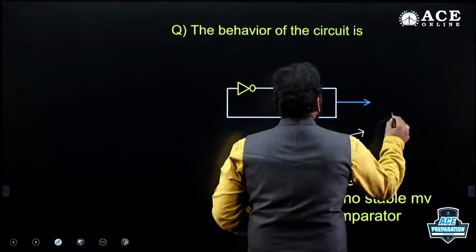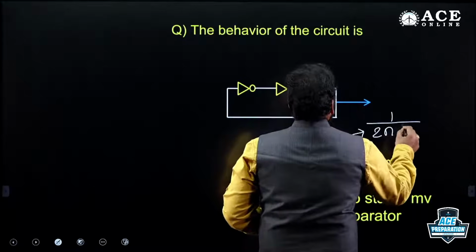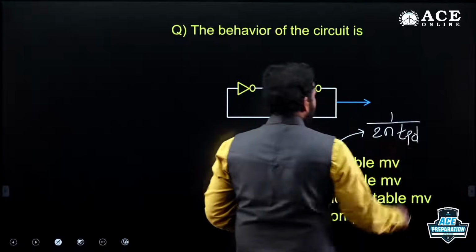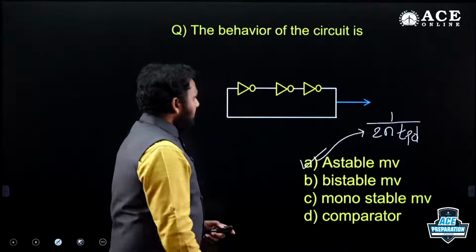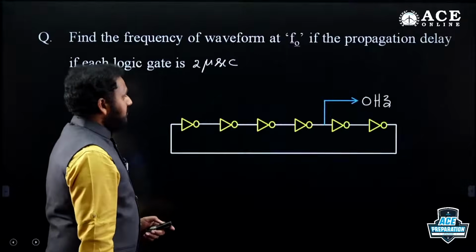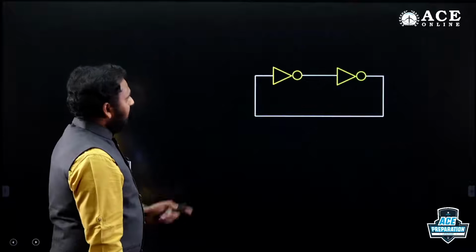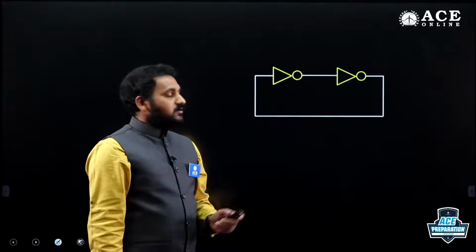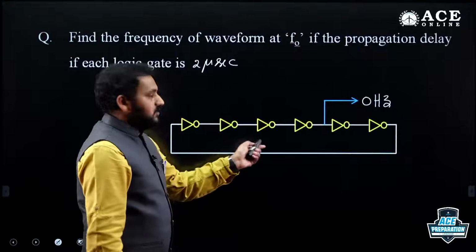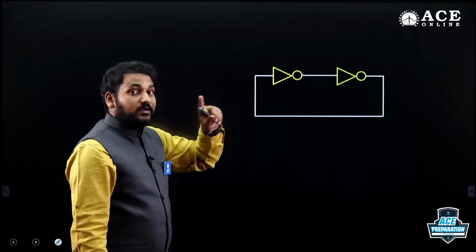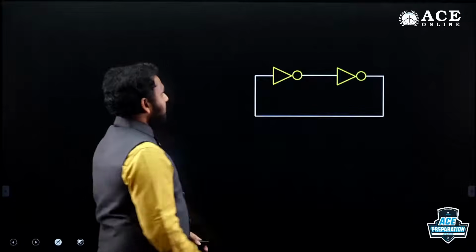Astable multivibrator only. 1 by 2n TPD. Sir, what about this? This is not an astable multivibrator. I'd like to explain it with one simple circuit. This is a modified circuit. See, I took a circuit with only 2 NOT gates. Let us start the analysis.